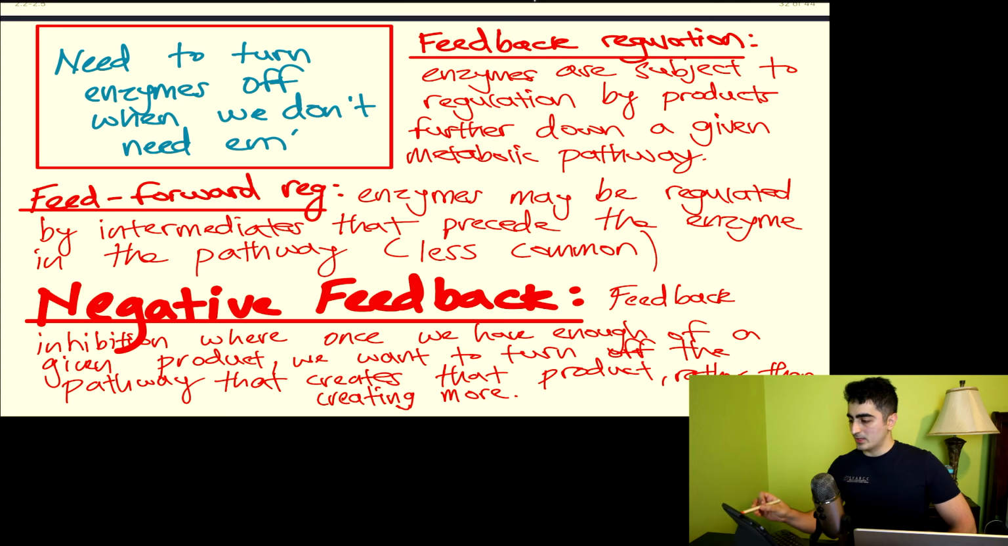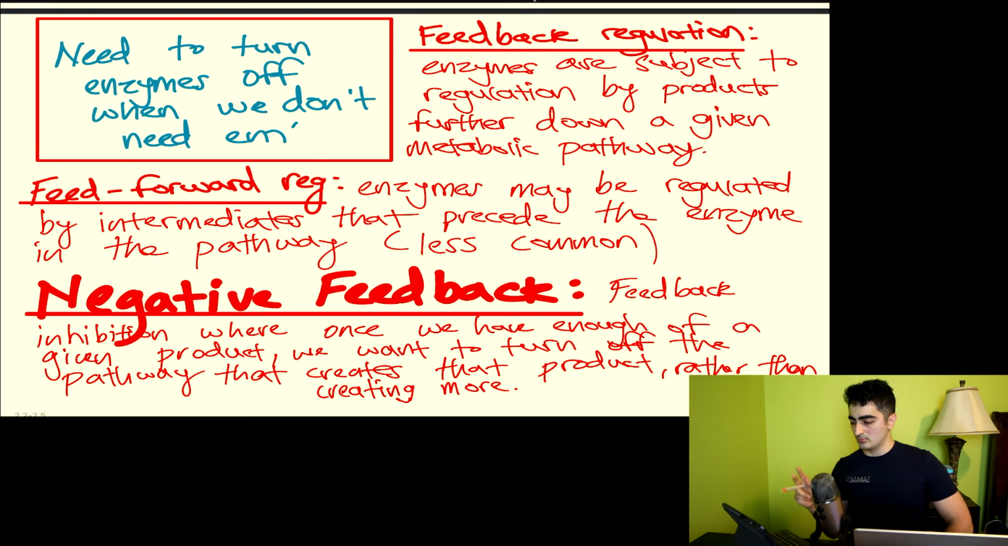So we have feedback regulation, where enzymes are subject to regulation by products further down a given metabolic pathway. So there's two types of feedback regulation. We have feed-forward regulation, where enzymes may be regulated by intermediates that precede the enzyme in the pathway. This is much less common.